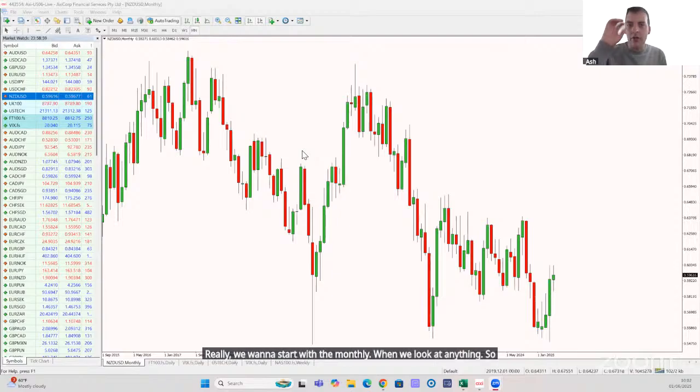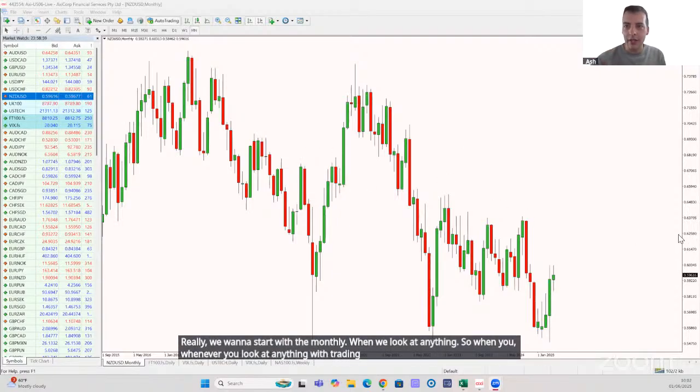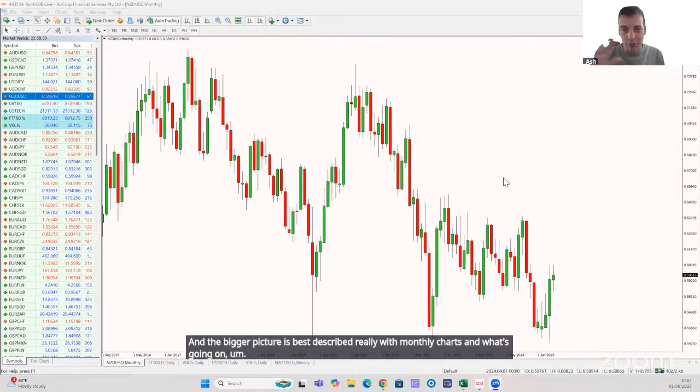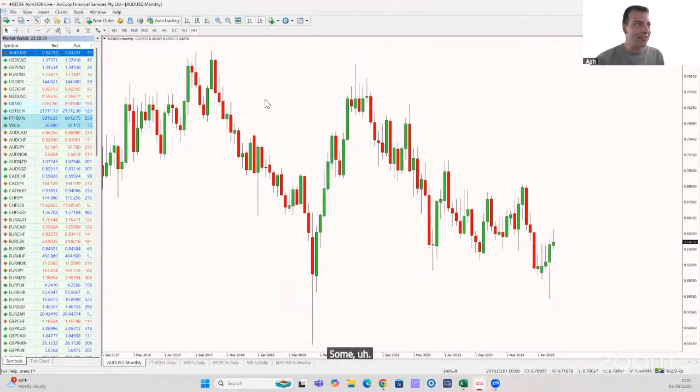So whenever you look at anything with trading, you really want to see what's going on with the bigger picture. And the bigger picture is best described with monthly charts and what's going on, whether something's at support and resistance, and whether there might be some possibility either for a reversal or maybe a continuation.